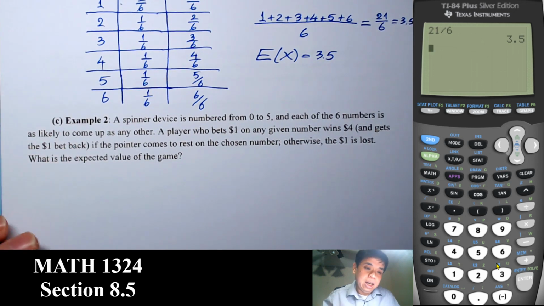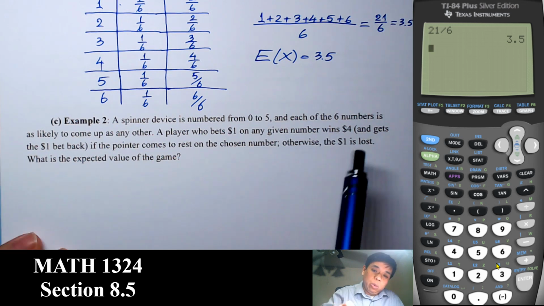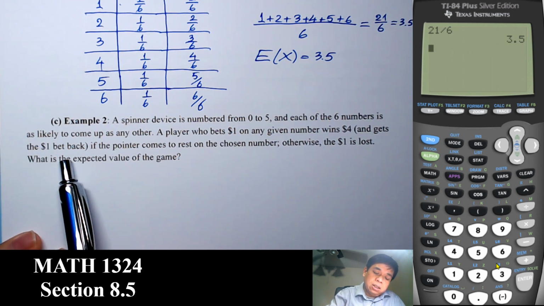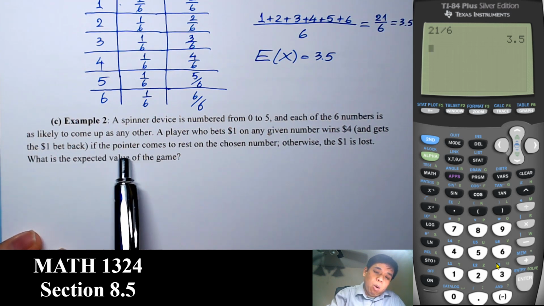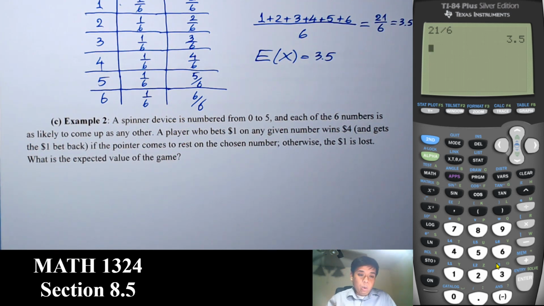Right, and look at another example. A spinner is numbered from 0 to 5, and each of the 6 numbers is equally likely to come up in any order. A player who bets $1 on any given number wins $4. I mean, when they win $4, they also get the $1 back, if the spinner comes to rest on the chosen number; otherwise the $1 is lost. What is the expected value of the game?